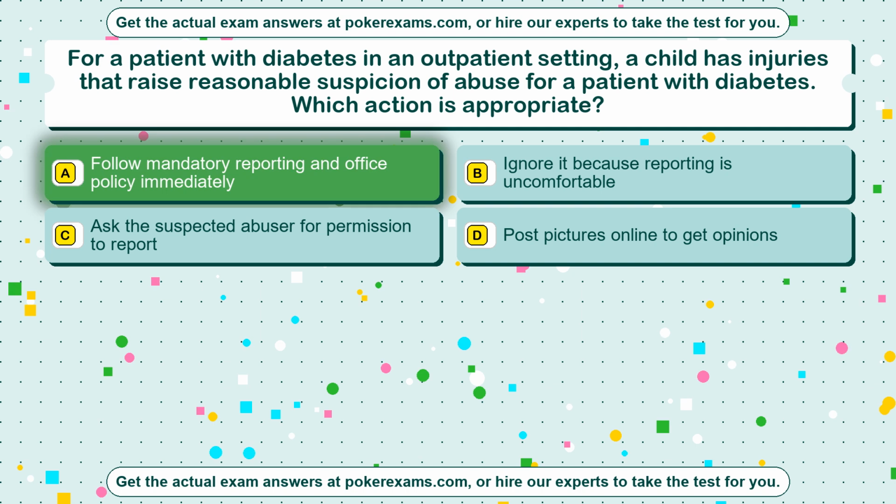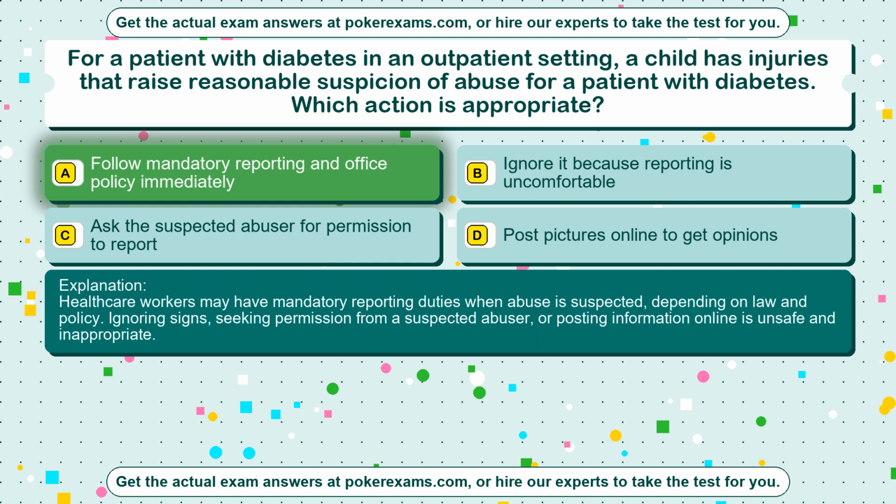The correct answer is option A, follow mandatory reporting and office policy immediately. Healthcare workers may have mandatory reporting duties when abuse is suspected, depending on law and policy. Ignoring signs, seeking permission from a suspected abuser, or posting information online is unsafe and inappropriate.